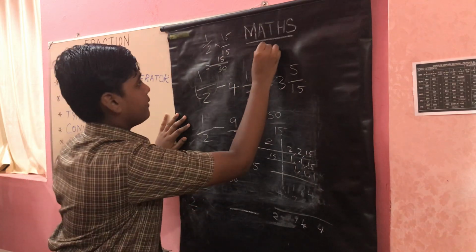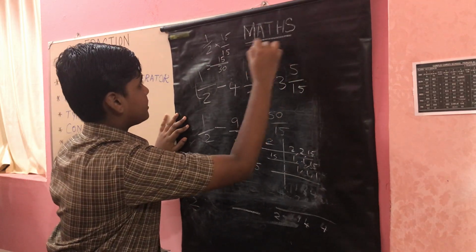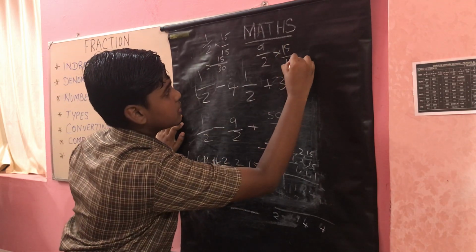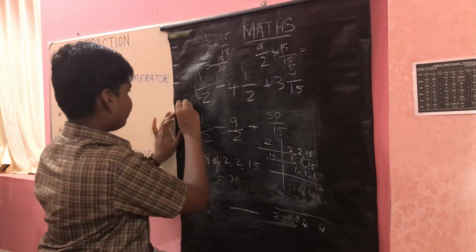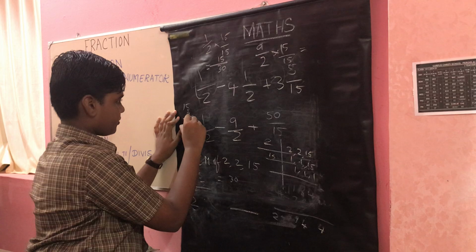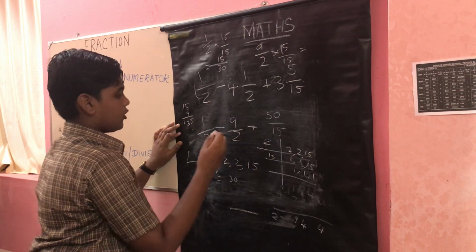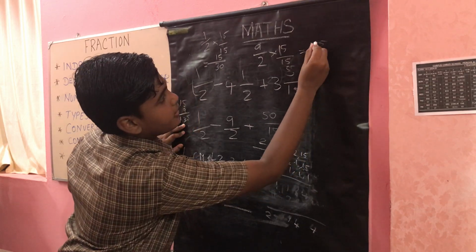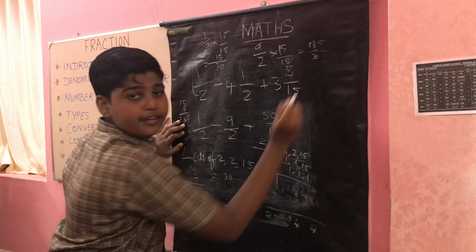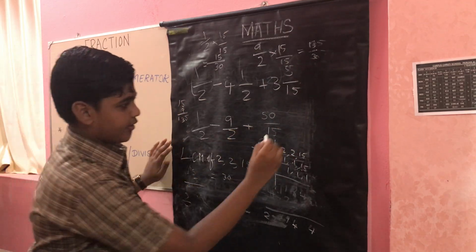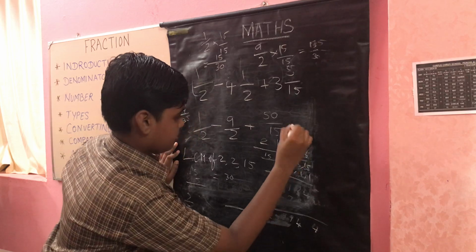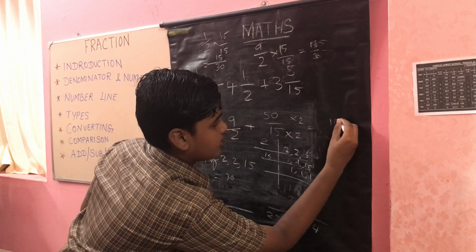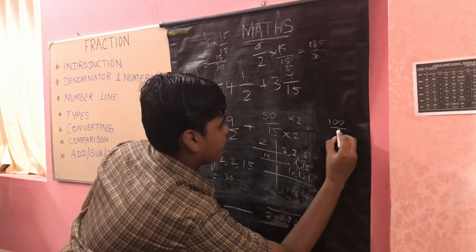And this 9 by 2, same method, 15, because 2 goes in the same 15. What's 15 into 9? So it is 135, 135 by 30. And we need to find the same thing for this 50 by 15. So this I will do here itself. So 2 into 2 is equal to 100 by 15 into 2, 30.